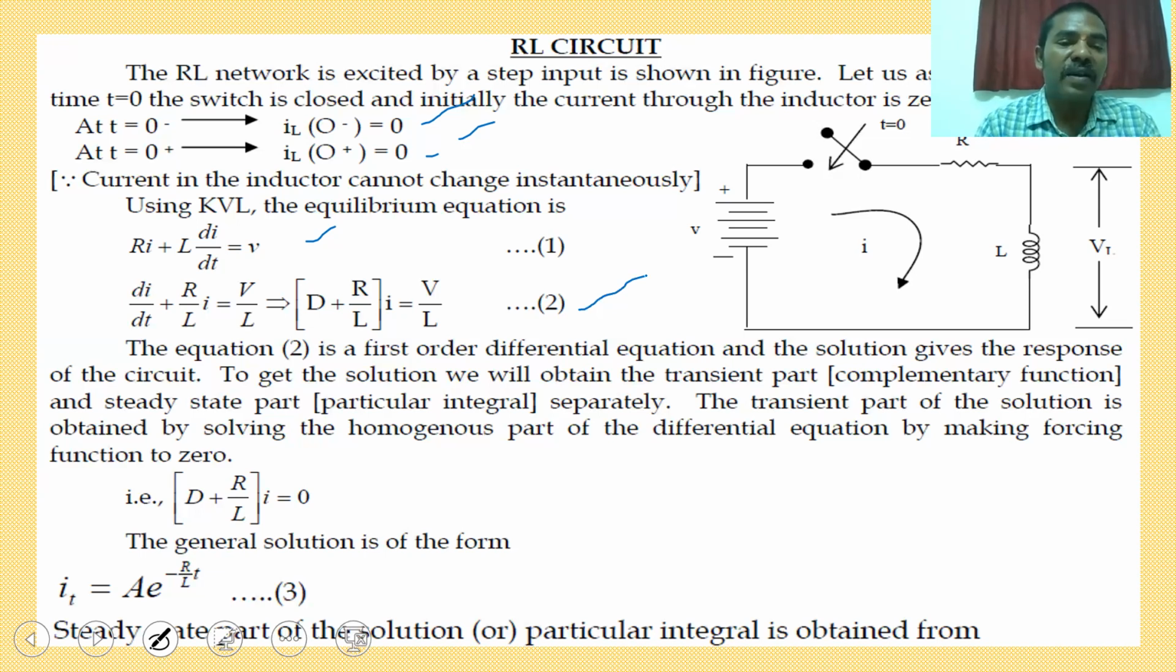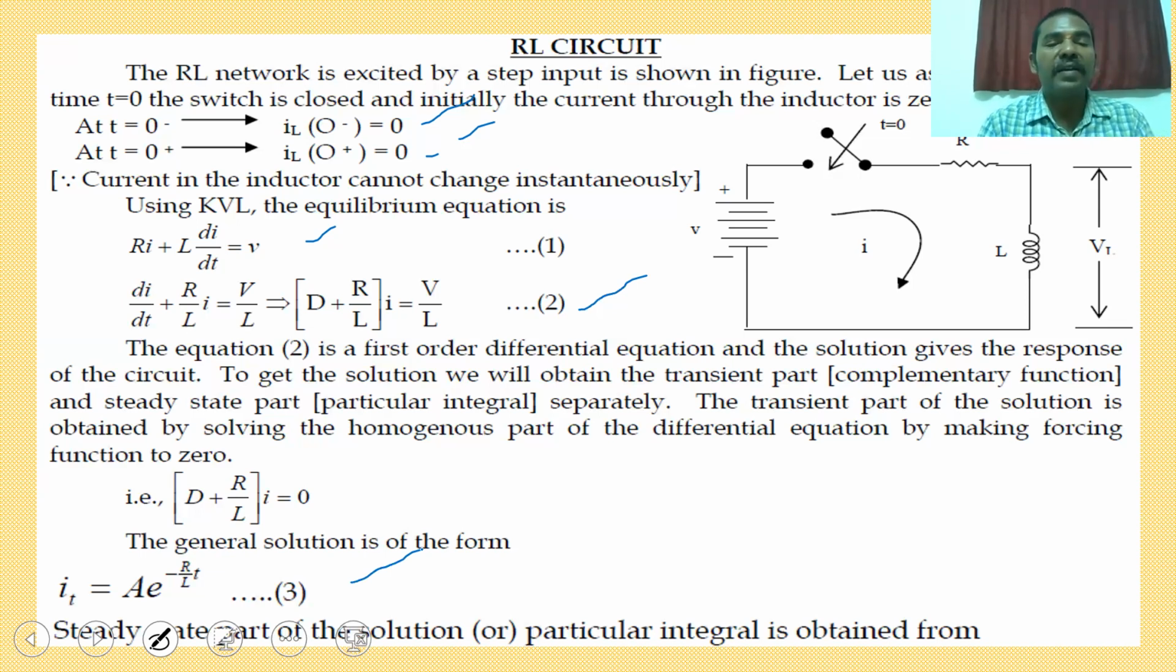To go for the solution, first take D plus R by L into I equal to 0. You can get the general solution, that is the transient behavior value, as A into e power minus R by L into t.